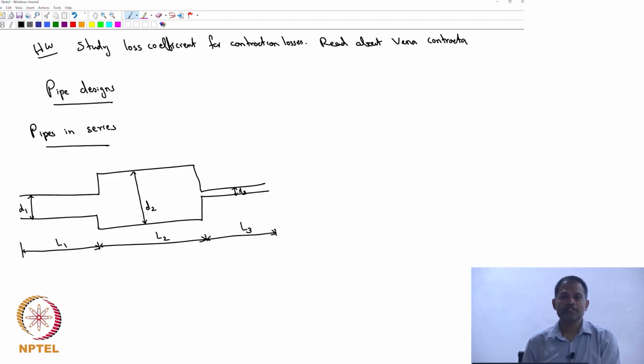Okay, pipes in series. Let's say you have a system in which you have 3 pipes of 3 different diameters connected together. Of course, L1 is much larger. It's just for convenience that we have drawn it this way, and you have connected 3 of them together.